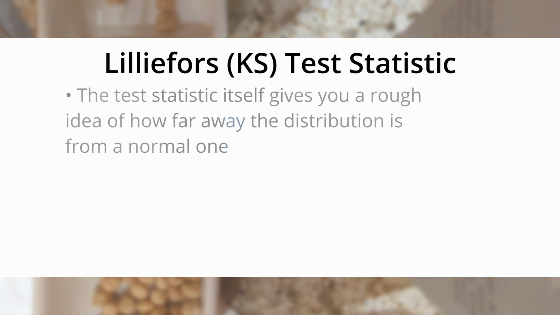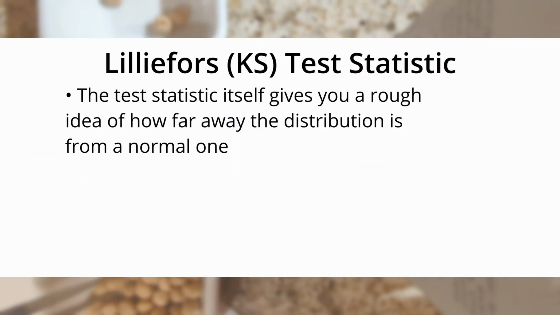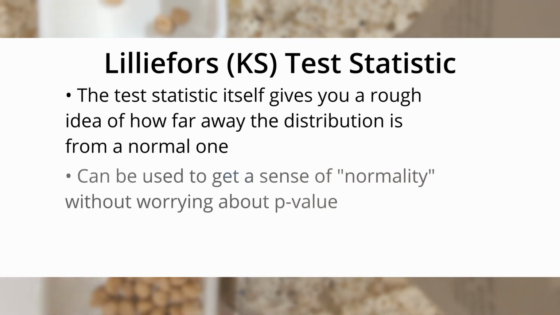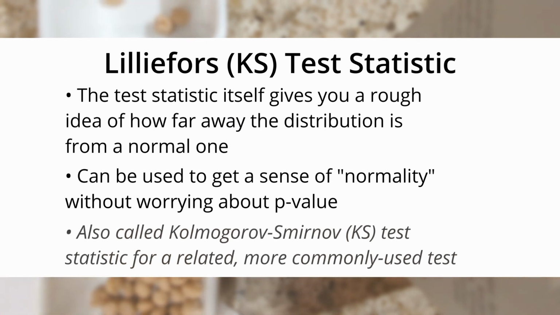Regardless of the p-value you get, looking at the test statistic itself gives you a rough idea of how far away the distribution is from a normal distribution. A small value by itself, regardless of p-values, might be enough proof for you to call something close enough to normal.